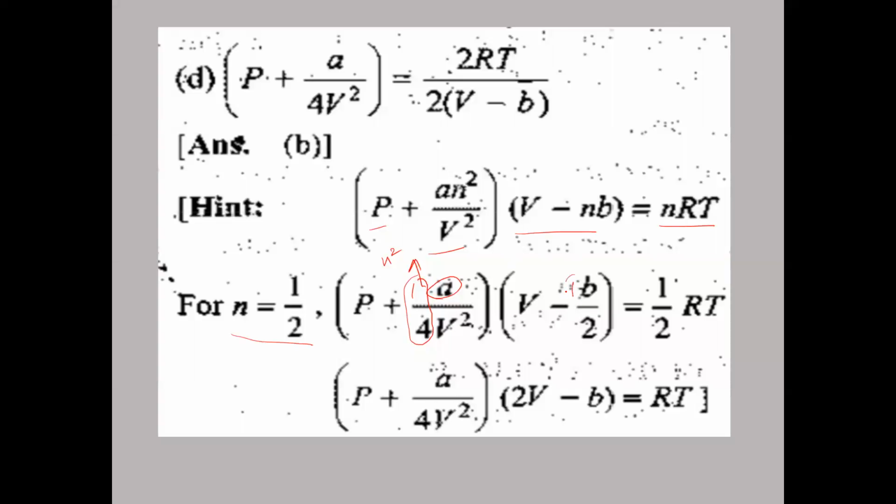Here in place of nb, n is 1 by 2, so b by 2. That is equal to 1 by 2 RT, that is RT by 2. In place of n in nRT we wrote 1 by 2 RT. So it is P plus a by 4V square into 2V minus b is equal to RT. So this formula we can take here. Is that clear? So take option B here.